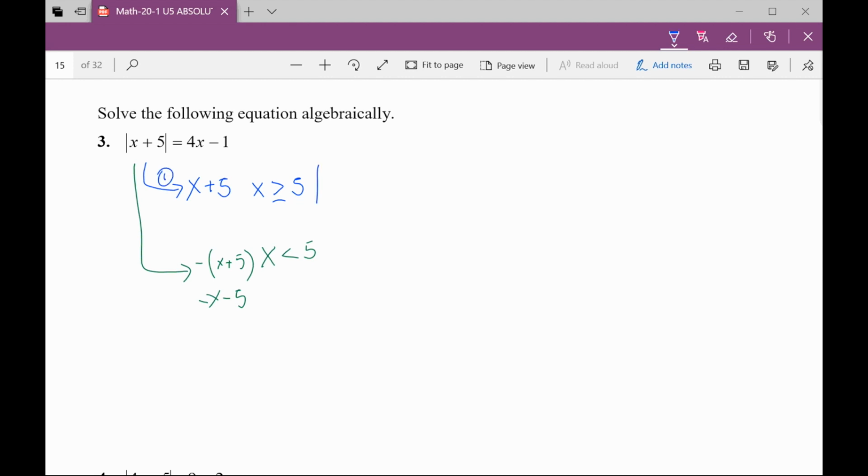All right. So let's solve these. If the absolute value of x plus 5 is naturally positive, that is for values of x greater than or equal to 5, then the equation becomes this: x plus 5 equals 4x minus 1. And a little bit of simple algebra, I think, will do this for you.